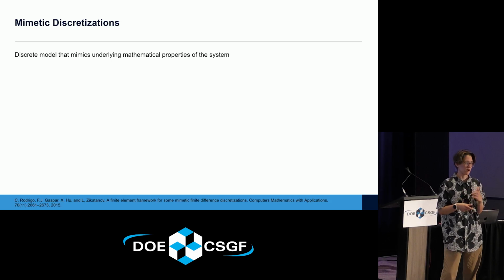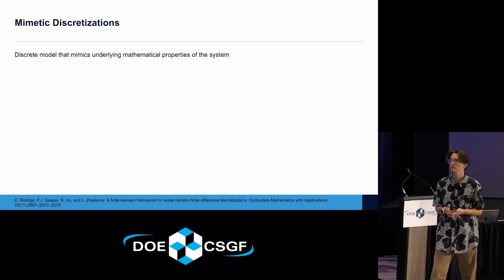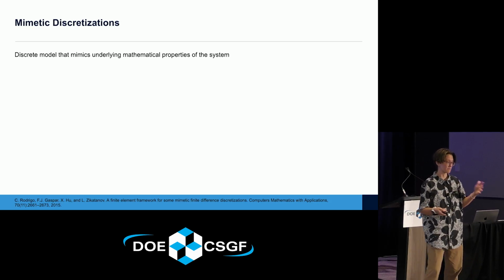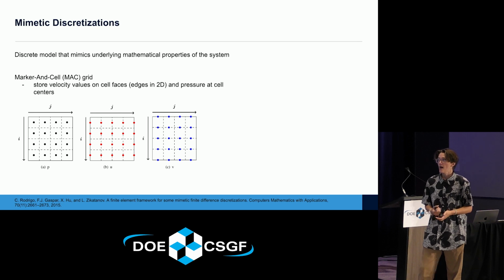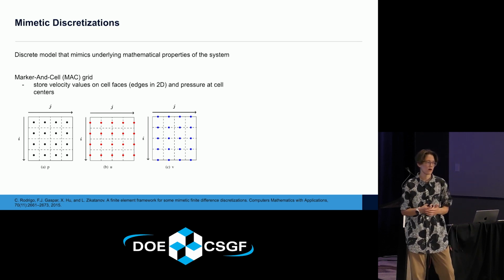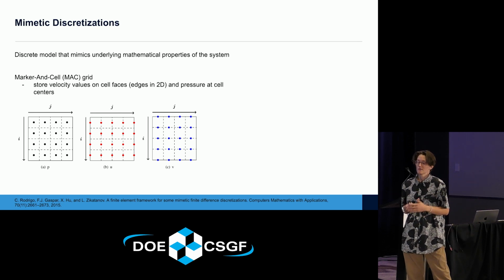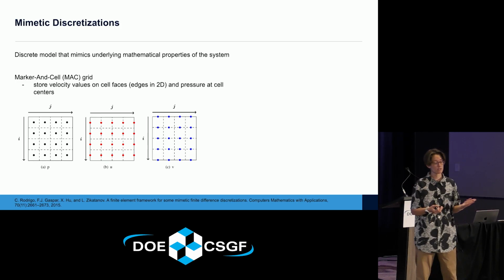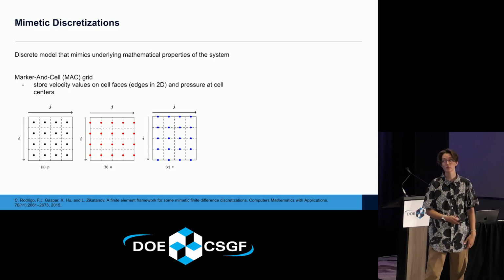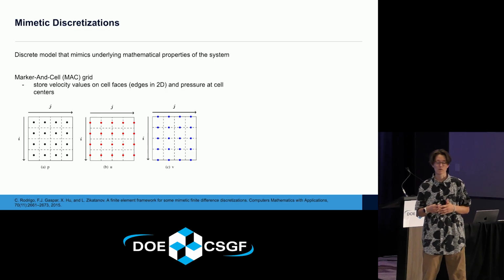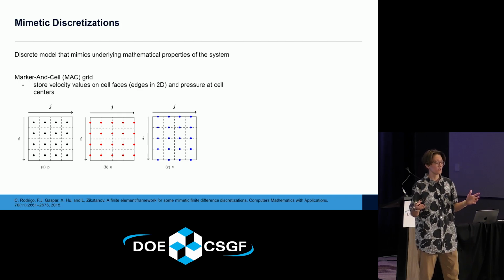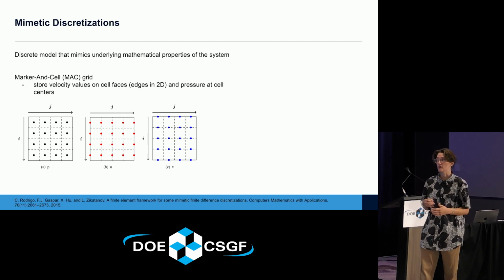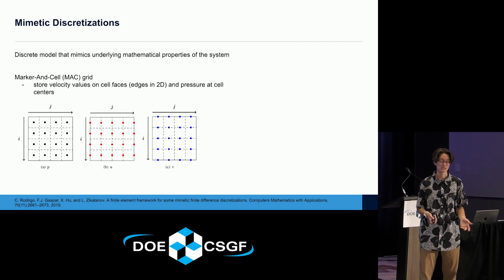And this approach is often called mimetic discretizations. And so the big idea is we're trying to find a discrete model that mimics these underlying properties, mathematical and physical, of the system. And one example of a very common mimetic discretization approach is to use what's called a marker and cell or a MAC grid. These were actually developed in the 60s at Los Alamos. And the main idea here is when we're discretizing our fluid, we're going to store our pressure values at cell centers and our velocity values at cell faces or edges in 2D.